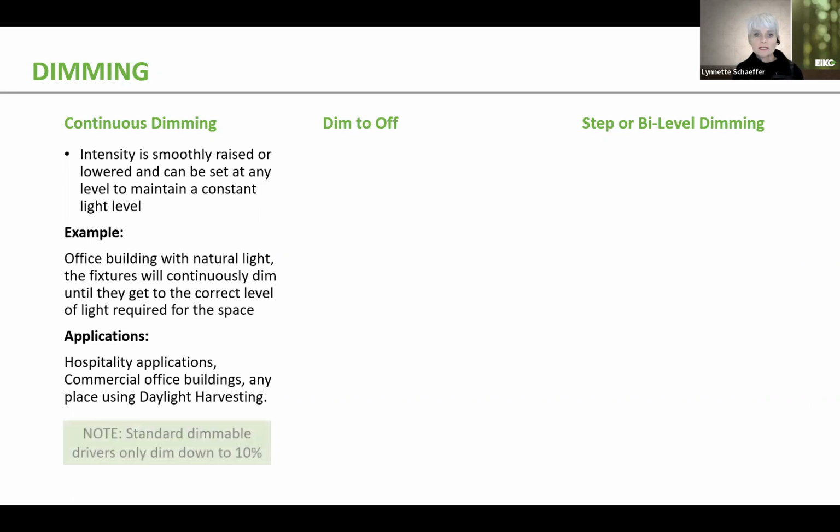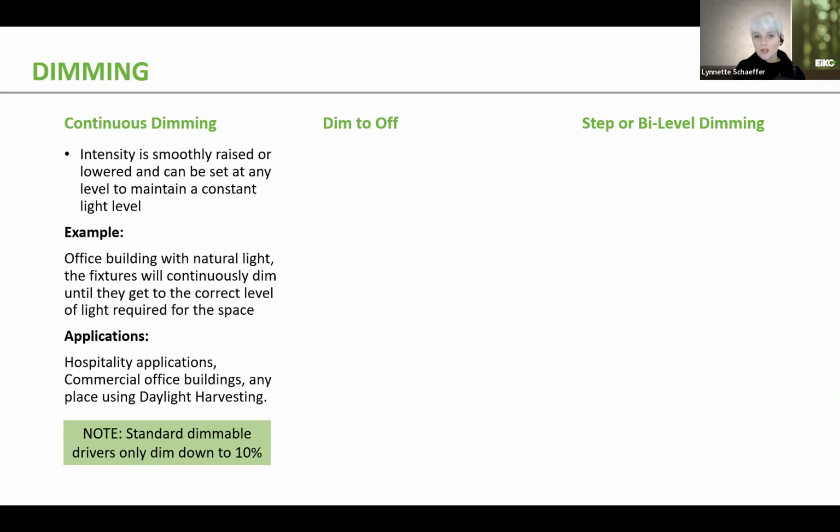As a side note, most standard 0 to 10 volt drivers for LED technology will only allow the intensity of that light source to go down to about 10% and never completely off. So usually in those cases, 10% may be okay. But if you have an application where you need it to go down to, say, 0.1% or 5%, there are drivers out there that will state specifically how low it will go down. But it is definitely a feature of the driver. In most cases, most drivers only go down to about 10%, and again, never completely off.